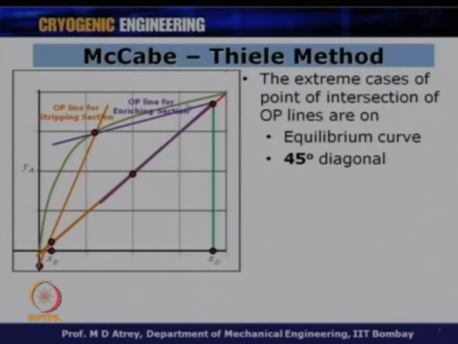These are the two extreme cases. In this case, as you know, the number of plates is going to be very, very large, as we saw earlier, while in this case, when the operating lines intersect on the diagonal, the number of plates is going to be minimum.